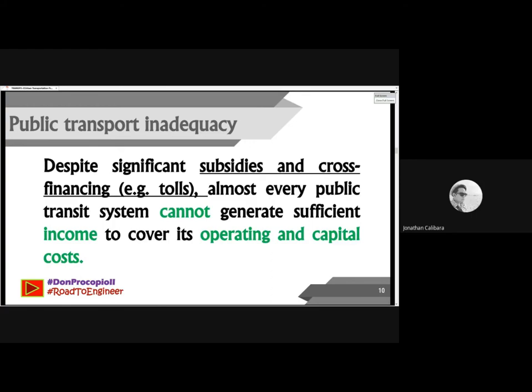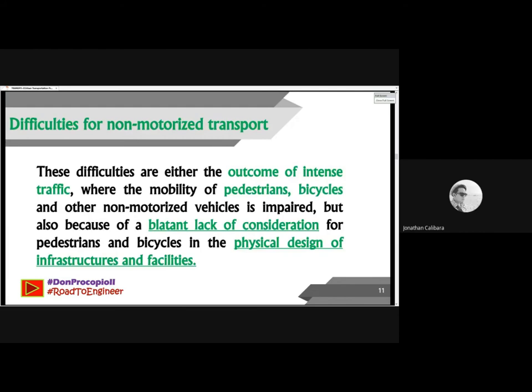Difficulties for non-motorized transport. These difficulties are either the outcome of intense traffic where the mobility of pedestrians, bicycles, or other non-motorized vehicles is impaired, but also because of the blatant lack of consideration for pedestrians and bicycles and the physical design of infrastructures and facilities. So, meaning to say, how this transportation is being used by a pedestrian, by a bicycle.